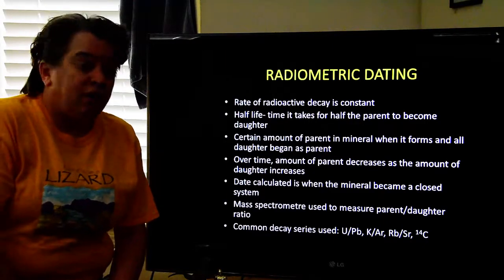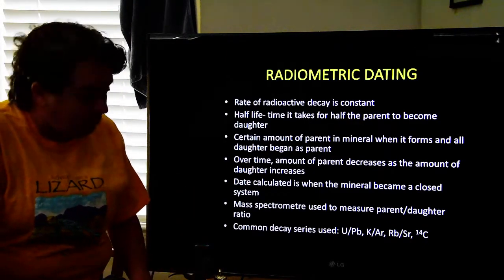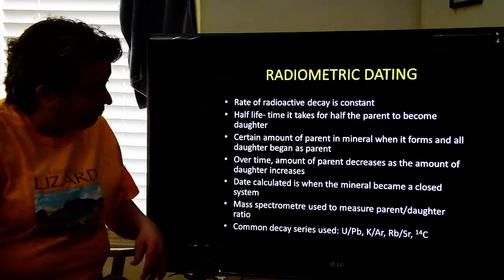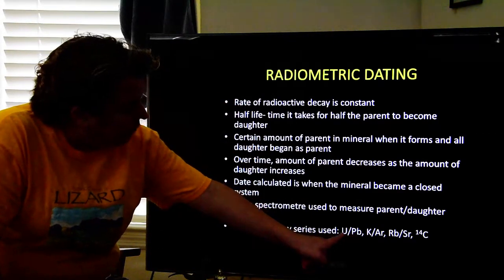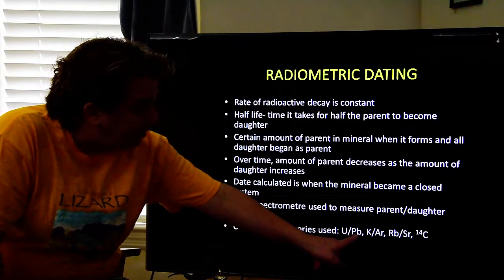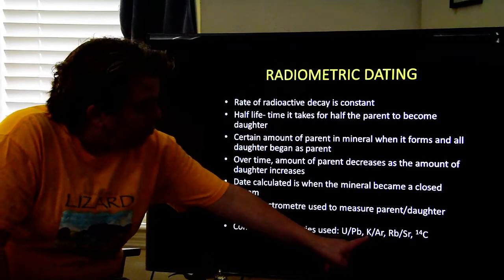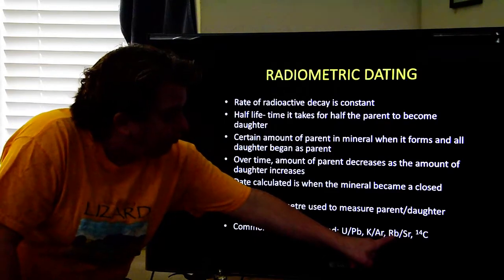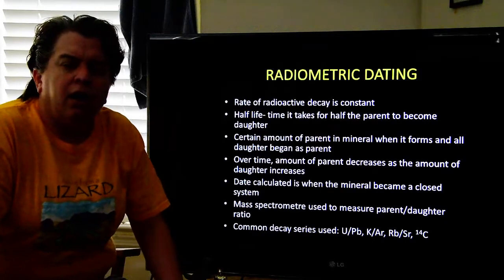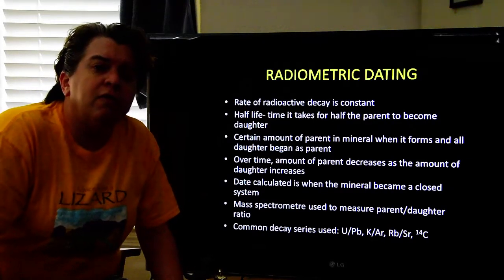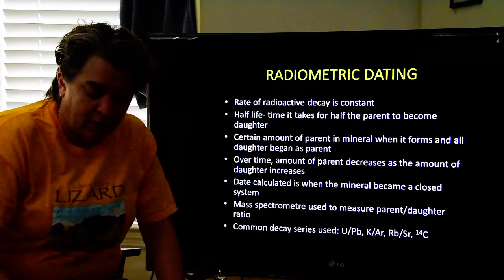Now, common decay pairs used frequently by geologists are uranium-lead, where uranium is the parent and lead is the daughter. Also potassium-argon, rubidium-strontium, and then not so much in geology, more in archaeology, they use carbon-14.